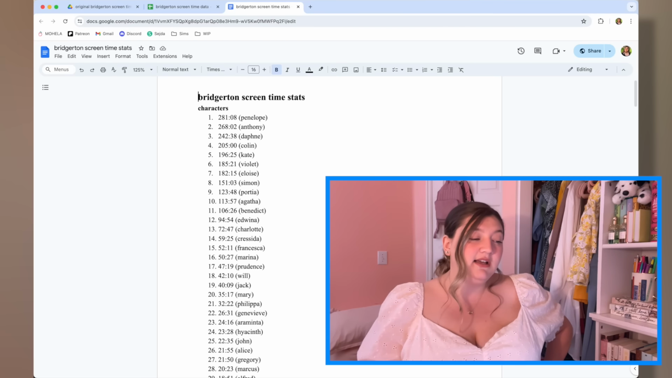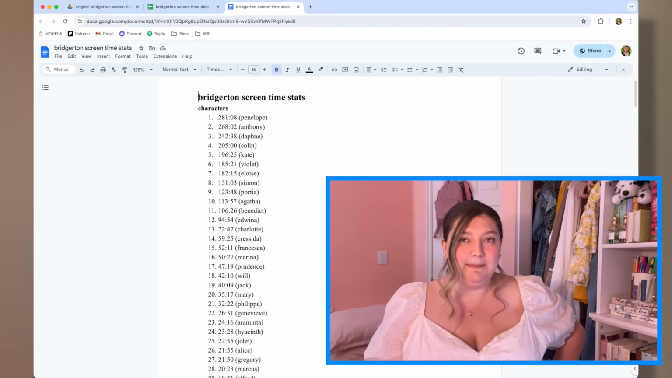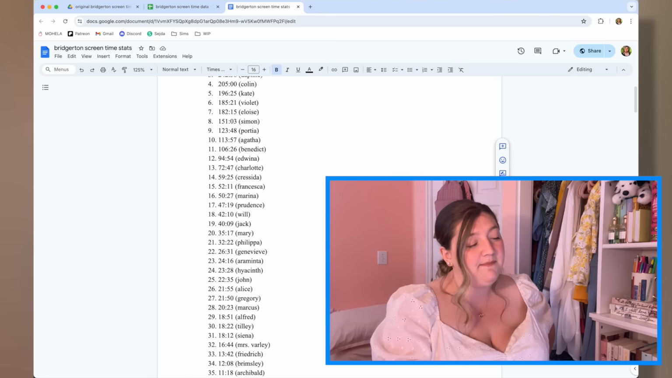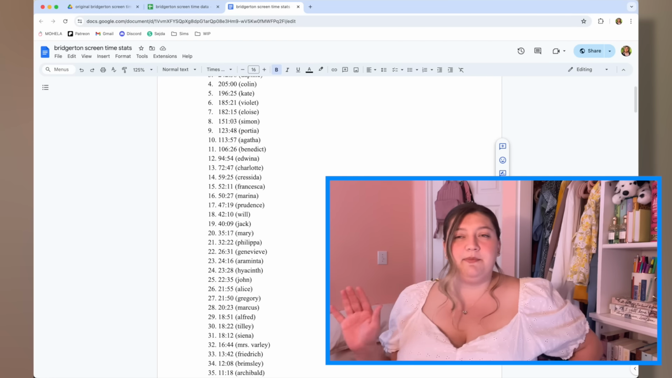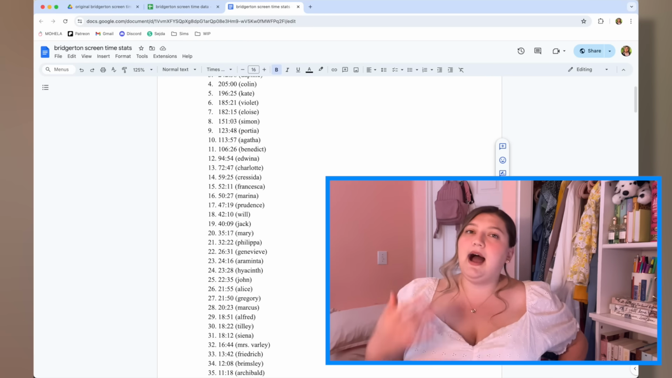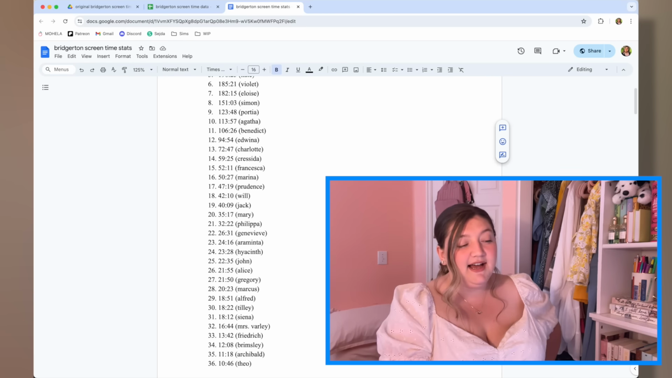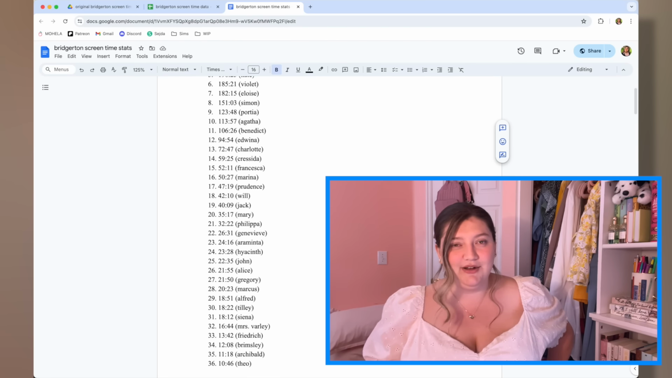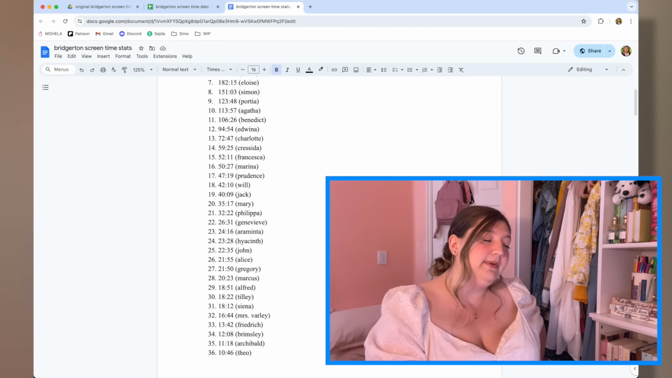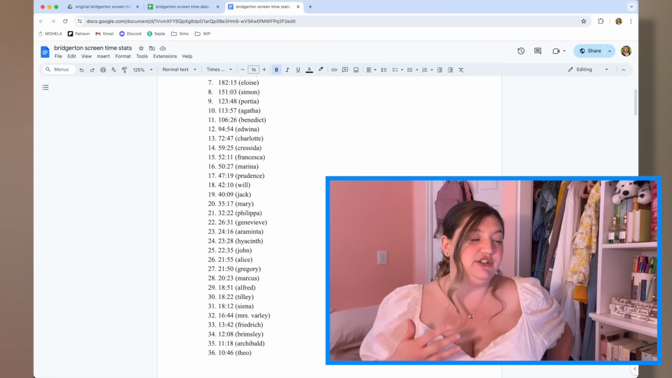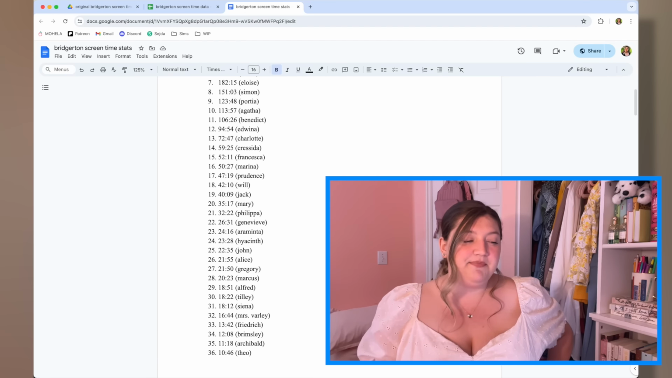Then Edwina, kind of an impressive showing for only having been in one season. Then Charlotte. Then Cressida. Cressida, I was surprised makes top 15 because I know she's very relevant in season 3, but I kind of forgot how present she is in season 1. Francesca finally catching up. She had a lot of catching up to do this season, wasn't super around for the first 2.